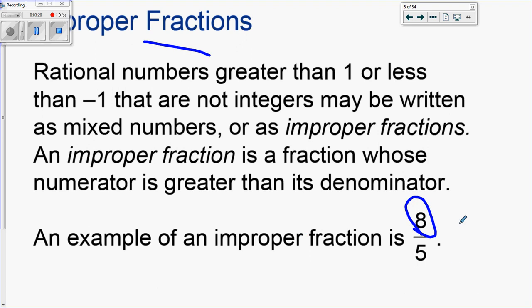A lot of times it'll say not to leave your answer like that. So if it doesn't say, you can leave your answer as an improper fraction. If it says in lowest terms, then you should always change it to a mixed number.